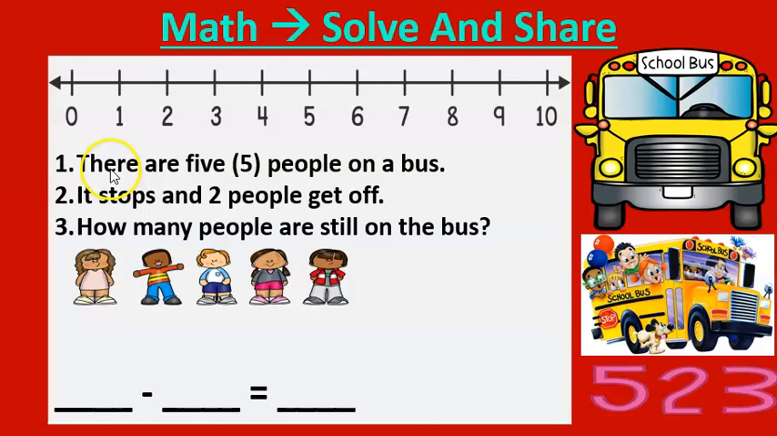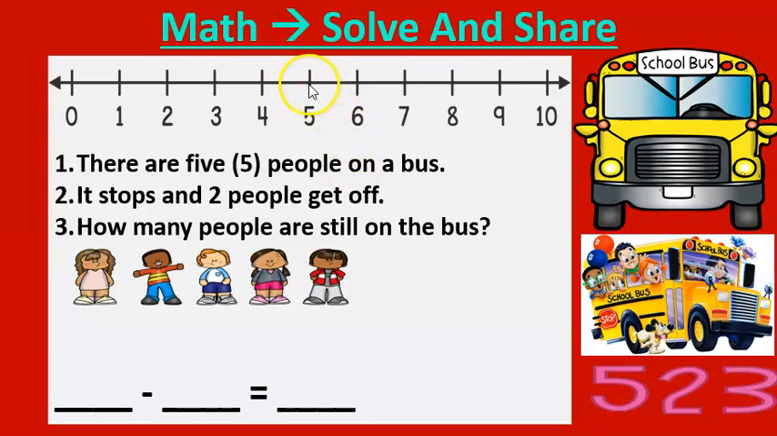Now it says, there are 5 people on a bus. So boys and girls, the first thing you're going to have to do is know that this is 5. So you know you're going to come up here to the number line. You're going to find 5, which is right here. So you're going to put your finger here on 5 because that's where you're going to start from, okay? Then it says, it stops and 2 people get off, okay?